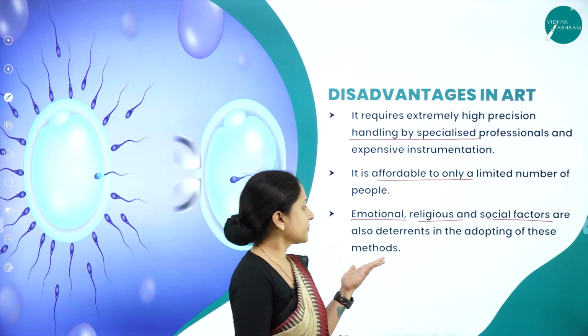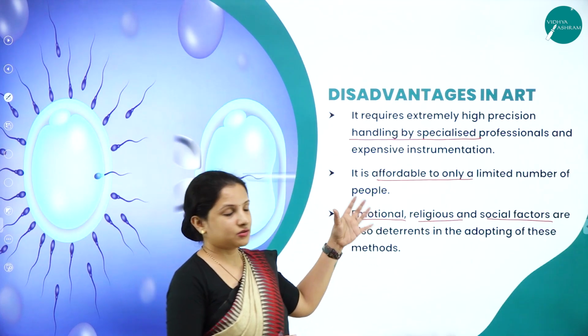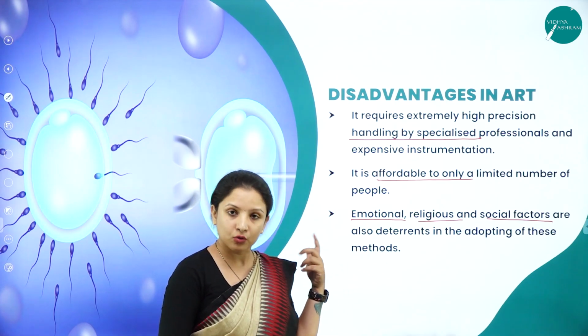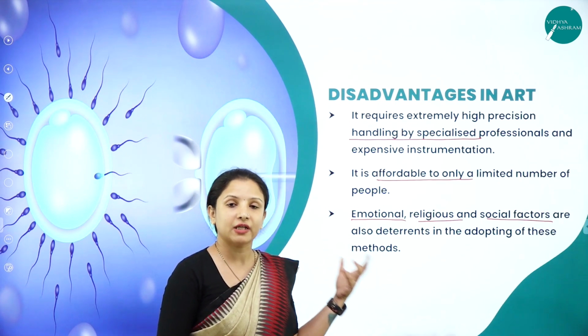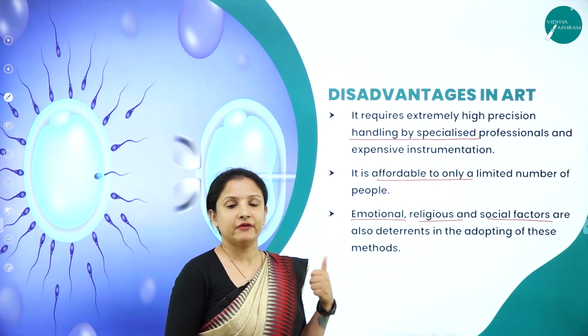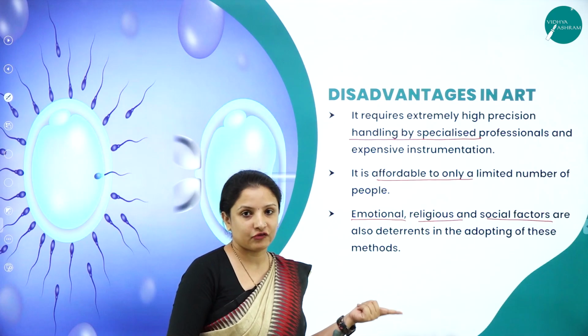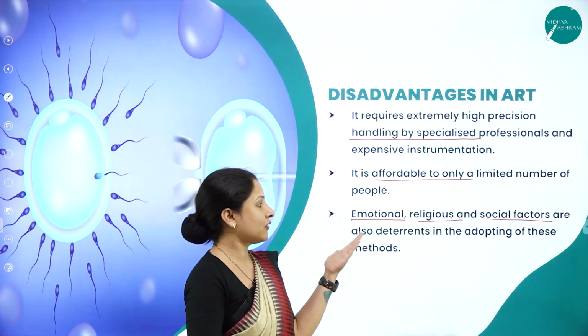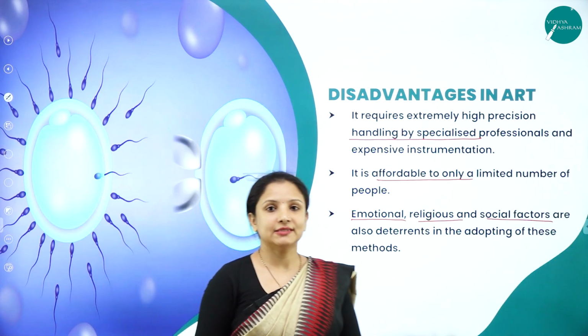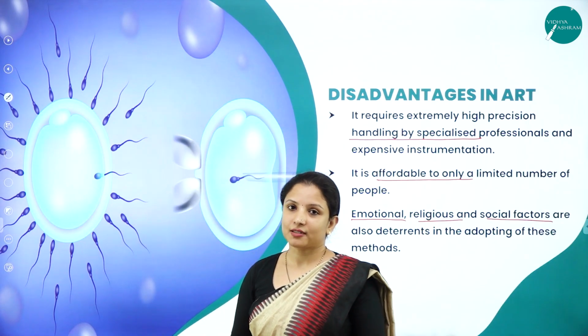And also, say for example, some people are not capable of going in for assisted reproductive technologies because of their emotional point of view, or because of their lack of money, they can always have an option. They can go in for adoption methods. So these are some of the disadvantages in assisted reproductive technology.